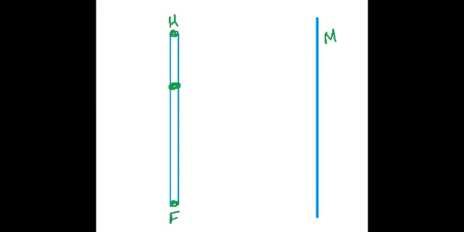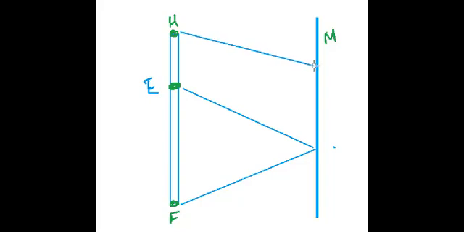If the person wants to see himself, then what should happen? Light from the foot should fall on the mirror at a proper place so that the reflected light will reach his eye. Similarly, if you want to see the top of his head, light from the head should fall on the mirror and it should symmetrically reflect back to his eye.